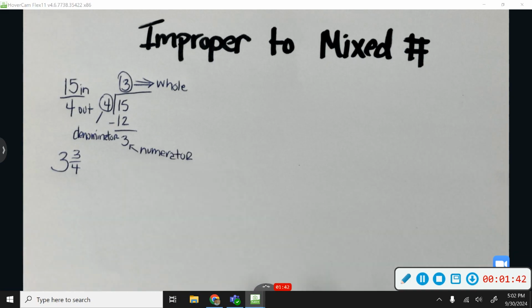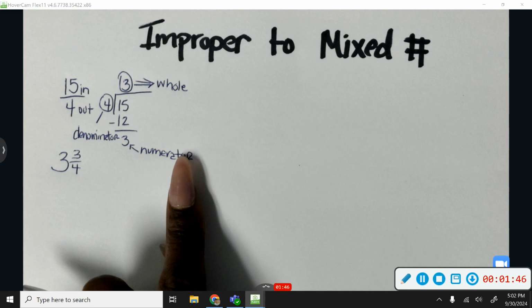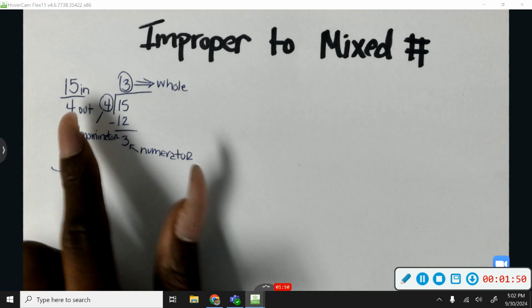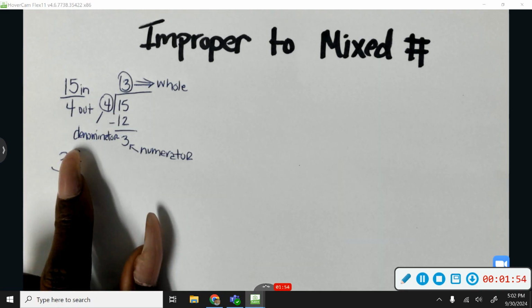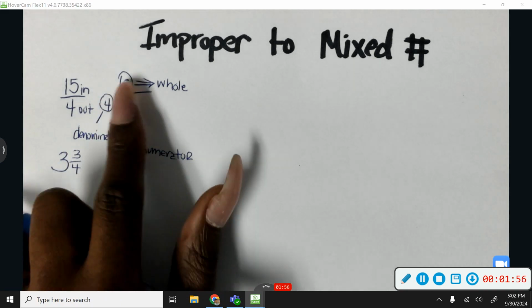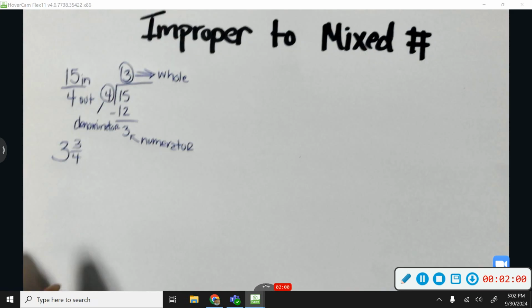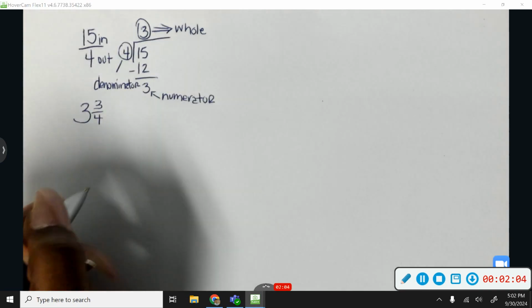Let's try another one. And again, remember which one is which. So again, my remainder is going to be my numerator. My denominator is usually going to stay that same number that was at the bottom before. And then my whole number is going to be at the top as my answer. Let's go over a few of them just to see whether we got it or not. So again, let's try another one.